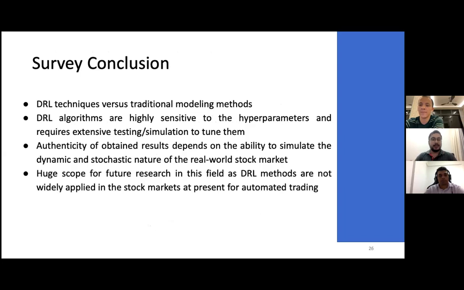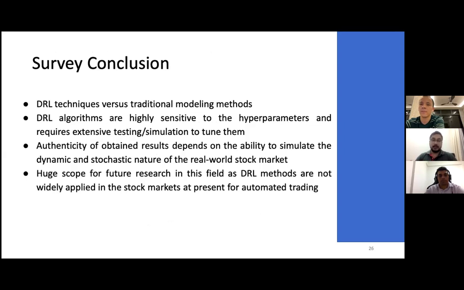Okay, so finally we come to the conclusion of the whole survey. I'll just like to sum up all the 3 papers and conclude our presentation. Just to compare DRL techniques versus the traditional modeling methods, what we have learned through the previous papers as well as the liquidation paper is that DRL techniques can be used to get better trading strategies, better returns, better gains than traditional modeling methods, and it can be used in future with further experimentation to derive optimal trading strategies.